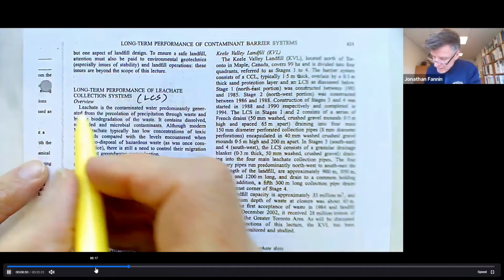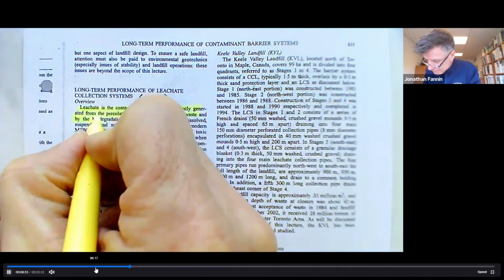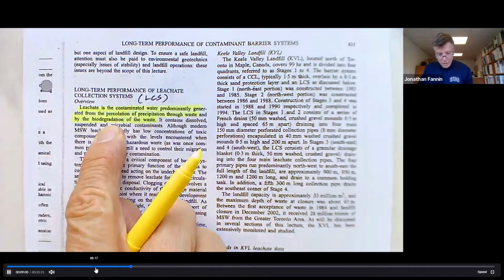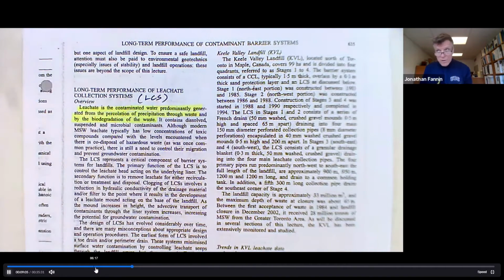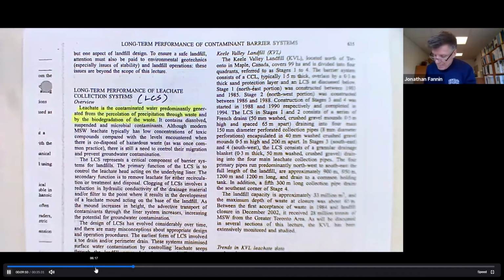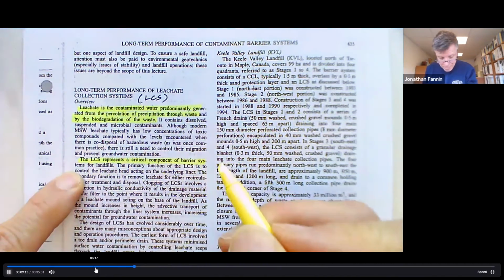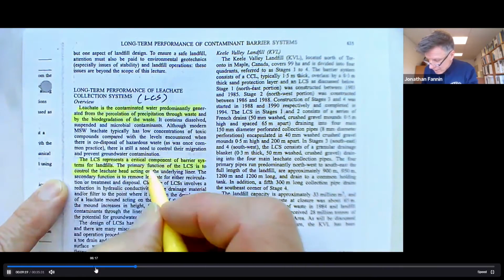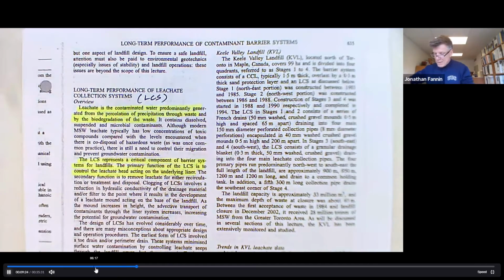So what is leachate? We get a little statement, okay, and it's going to have physical, chemical, biological properties. It would be hazardous if those properties, or special waste, hazardous waste, if those properties exceed certain thresholds. The leachate collection system represents a critical component of the system, and its primary function is to control the depth, or the leachate head, on the underlying liner.